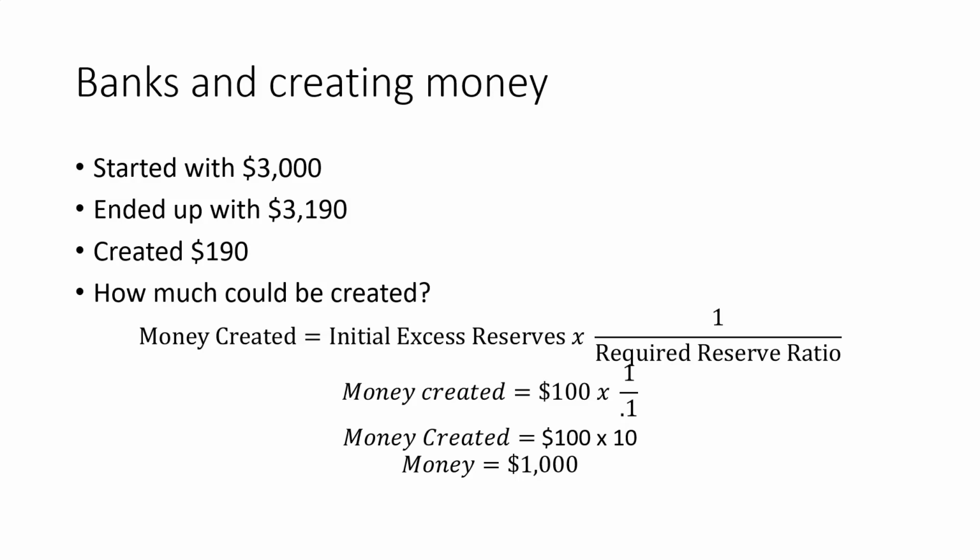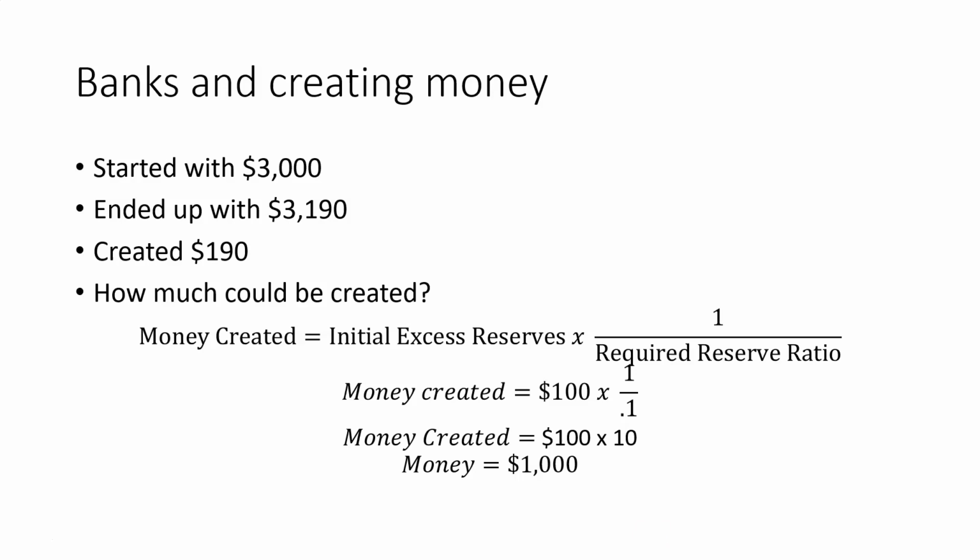So using that example we just had, the initial excess reserves was $100. The required reserve ratio is 10% or 0.1. 1 divided by 0.1 is 10. 10 times 100 is 1,000. So if we let that process of lending and relending continue, we could have created a total of $1,000.